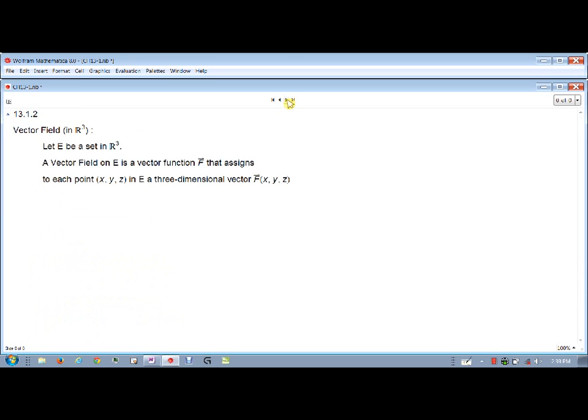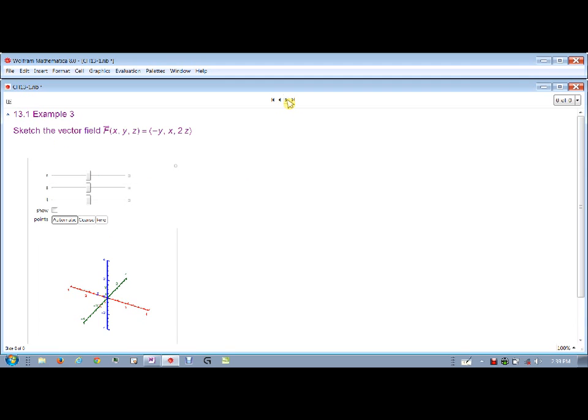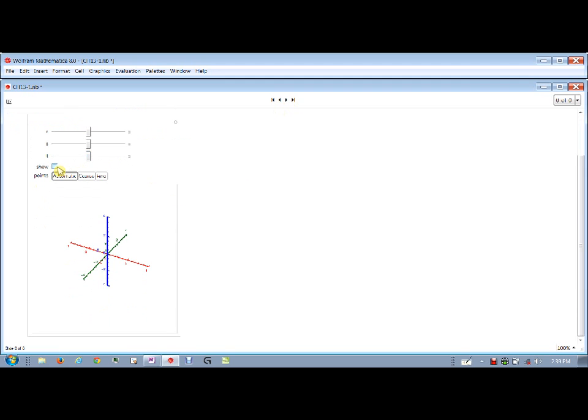Now, as you might imagine, you can do the same thing in three-dimensional space. For every ordered triple, you can assign to it some vector, and then you would have something, like, here we go. I just have a particular vector field, and as I move through this vector field, you can see my vectors pointing, changing directions, right?